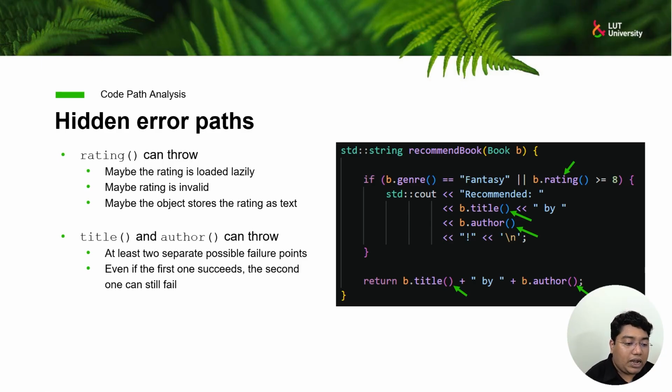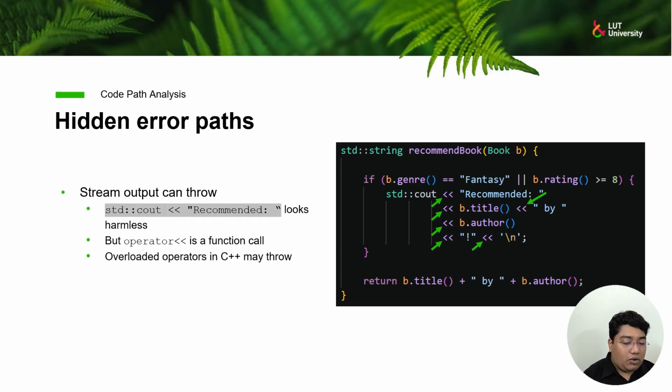Then the same idea applies to the rest of the function. We have b.rating. Then later we call title and author. Each function call creates another possible execution path. Each one has the potential to change the control flow completely if any one of them throws an exception.